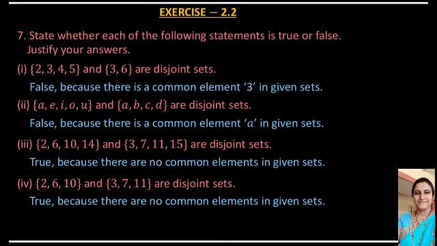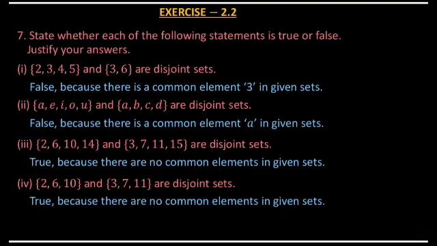Next question, the set of A, E, I, O, U and the set of A, B, C, D are disjoint sets. These sets are not disjoint sets because if you observe, there is a common element. What? A. So there is a common element in these two sets, so they are called not disjoint sets.